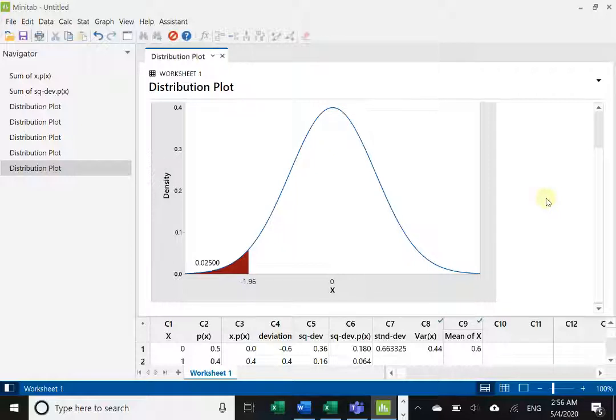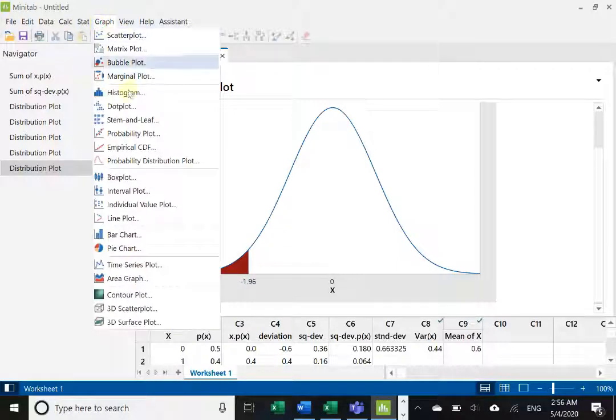Okay, notice how nicely it shades the region and it gives you the probability. The 0.025 is right here. Now, let me show you that probability of z equal to 0. This is how you get StatCrunch to verify that.